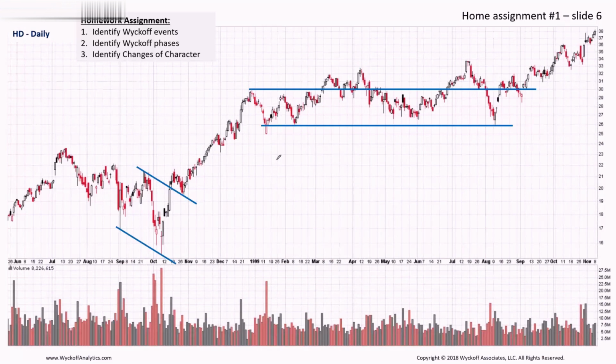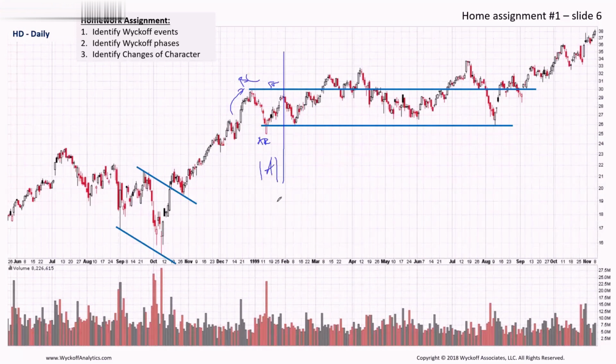And Nilesh, let's start with phase A. Sure, that would be buying climax where your pointer is, and the downward reaction would be automatic reaction. And then we have a secondary test. That would be phase A.